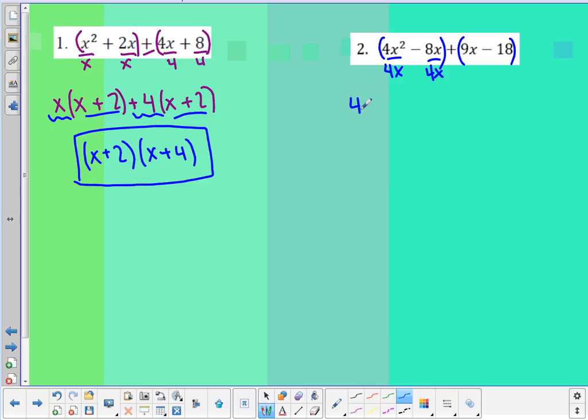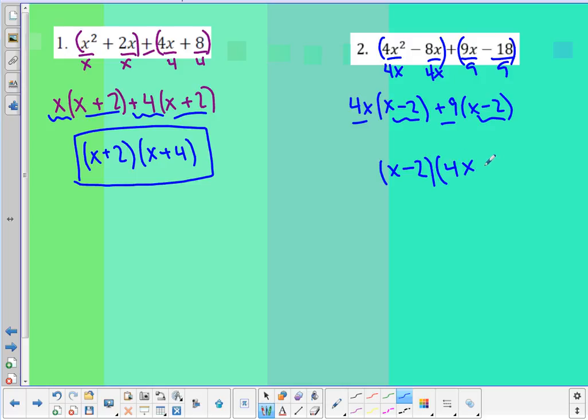So I have 4x out front, and then when I divide those, x and negative 2 behind. From the second group, I can take out a 9, so I have a positive 9 out front, and then I have x minus 2 behind. So insides, they match. Yay! That's what I want. That's one of my factors. 4x plus 9 is my other factor.